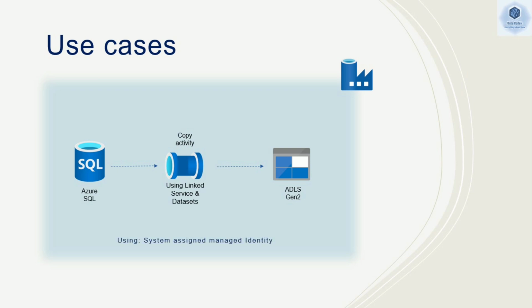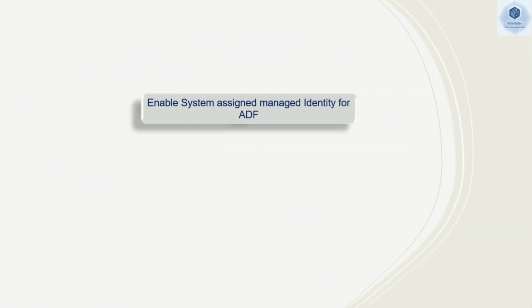We are going to use the system assigned managed identity, which is one of the authentication options for your Azure SQL database. There are four kinds of authentication: SQL authentication, system assigned, user assigned, and service principal as well. We are going to particularly use the system assigned managed identity in this use case. There are three main steps that you need to carry out. First, you need to enable the system assigned managed identity for your Azure Data Factory, which we are going to perform in our first step.